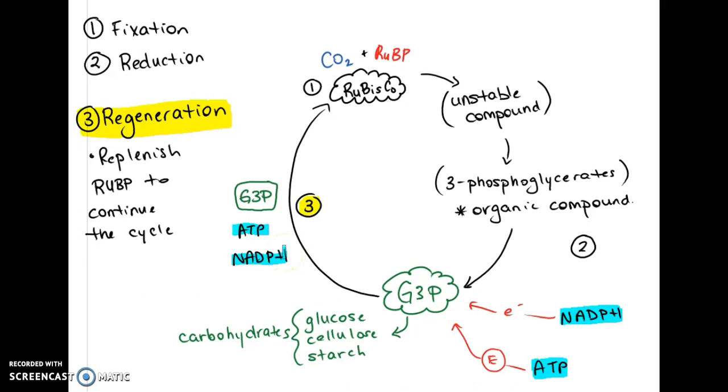And all of these contribute to the regeneration of the RuBP. Once we've regenerated the RuBP, more carbon dioxide can come in, and the cycle can continue to produce the G3P, which is converted then to the useful carbohydrates.